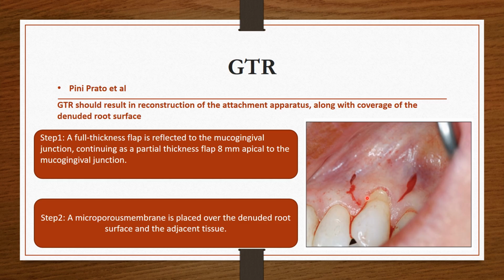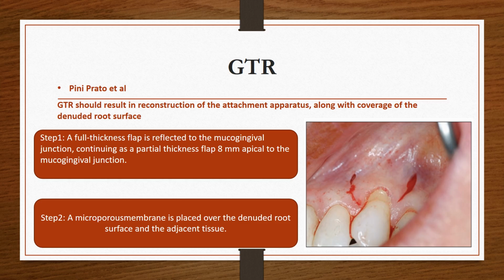So first, from the initial area, we will be making a full thickness flap, then continuing as a partial thickness flap 8 mm apical to the mucogingival junction. Okay. Then the membrane will be placed. This membrane is placed over the denuded root surface. It will be trimmed and adapted to the root surface and cover at least 2 mm of the marginal periosteum.